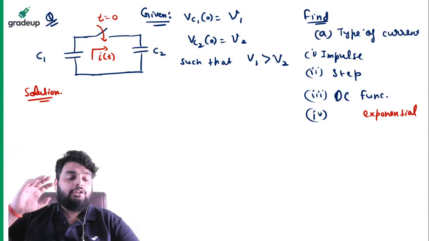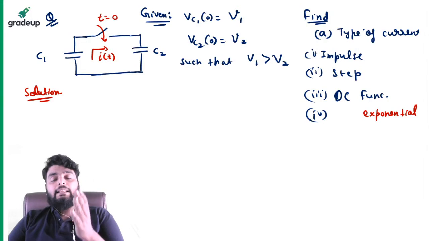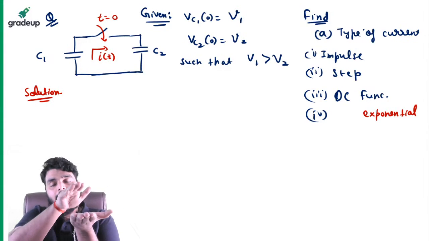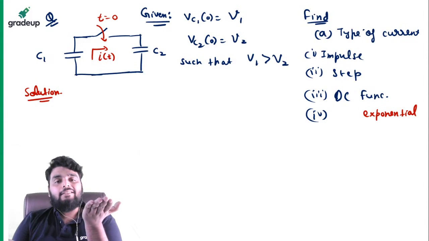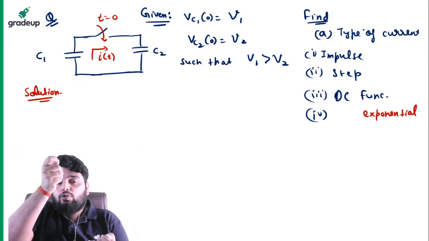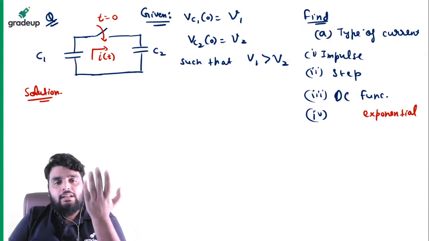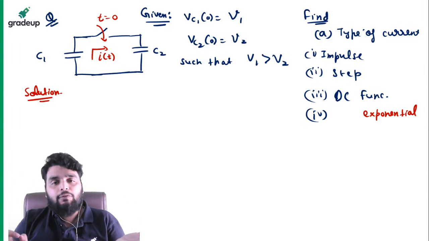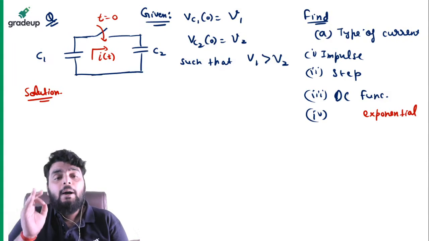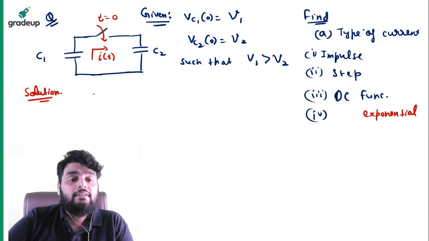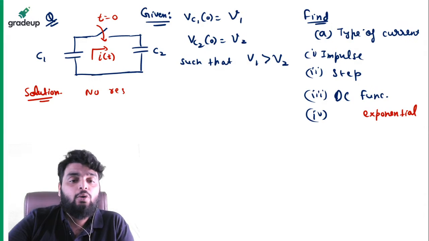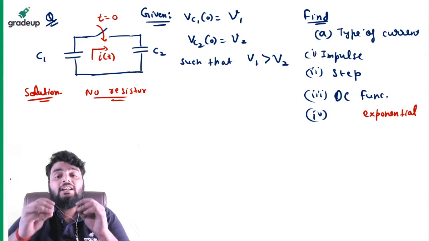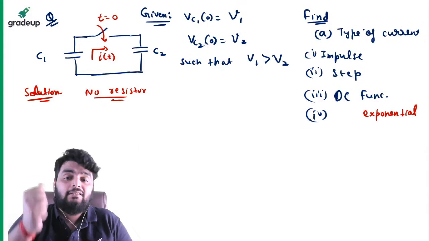So think about it logically. The capacitor C1 is charged at a higher voltage and capacitor C2 is charged at a lower voltage. Now as soon as you close the switch, what happens? C1 is at higher potential, C2 is at lower potential, so the current will flow. But there is no resistor in this circuit. So what happens? The charging and discharging will be done instantaneously.